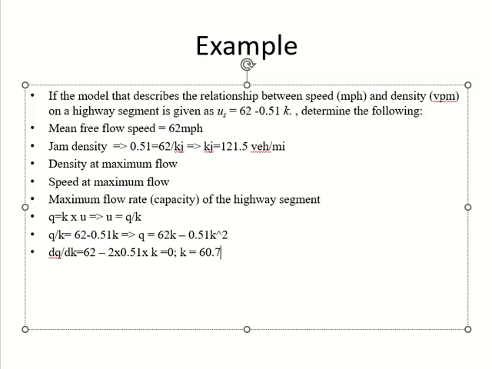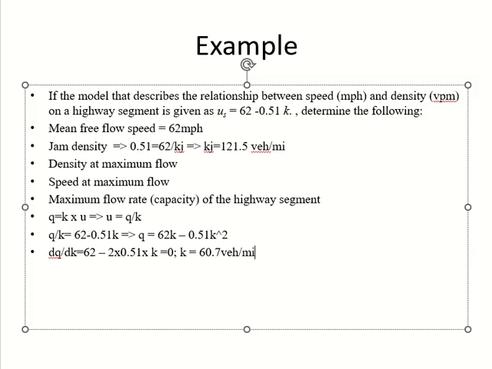60.7. Clear? Okay. Any questions? So this is the density at maximum flow. How do I know it is maximum flow? Because I make the slope equal to 0. Whatever density you get is called maximum. Clear? The next they are asking is the speed at maximum flow.